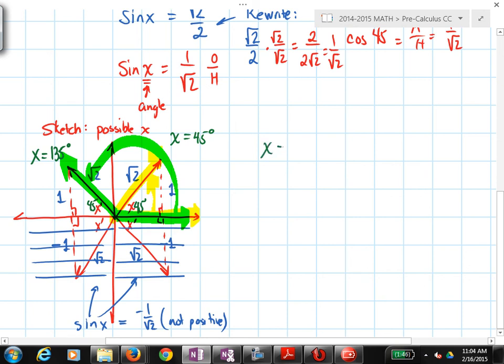And the last thing would be to actually write out our answers. I'm going to change these back to radians, which is pi over 4 for this one. And this one is, yes, 3 times 45 gives me 135, so 3 pi over 4. So I would say x equals pi over 4 plus 2 pi n, or x equals 3 pi over 4 plus 2 pi n. And don't forget, you have to mention in here, n is any integer.